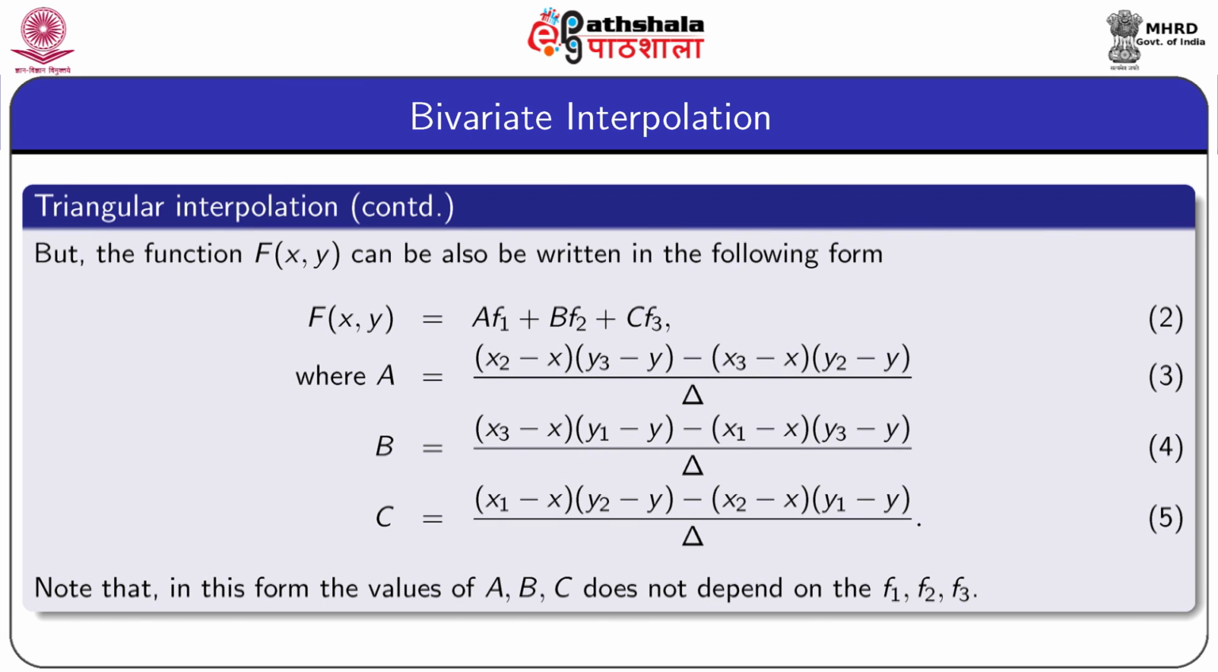But the approximate function capital F of x y can be written in the following form: capital F of x y equal to capital A into f1 plus capital B into f2 plus capital C into f3. This is the rearranged form of the function capital F of x y, where capital A is equal to (x2 minus x) into (y3 minus y) minus (x3 minus x) into (y2 minus y), whole divided by delta. Similarly, B and C are defined in equations 4 and 5. Note that in this expression, the values of A, B, C do not depend on the values of the function small f of x y, that means the values of f1, f2 and f3.